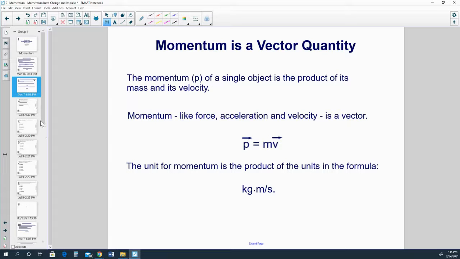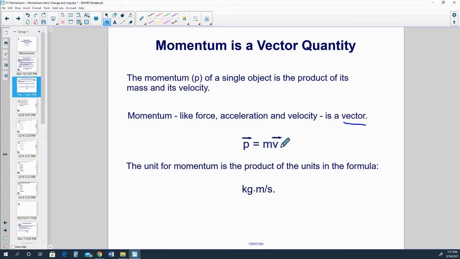Now, something else to note. We know that the momentum of a single object is the product of its mass and its velocity, p equals mv. But momentum, like force, acceleration, and velocity, is a vector quantity. This is because velocity is a vector. When you have a vector quantity on one side of the equation, the other side is also a vector quantity. Mass is scalar, so it doesn't have a direction. If you increase or decrease the mass, it's always going to be a positive number. You can't have a mass under zero.